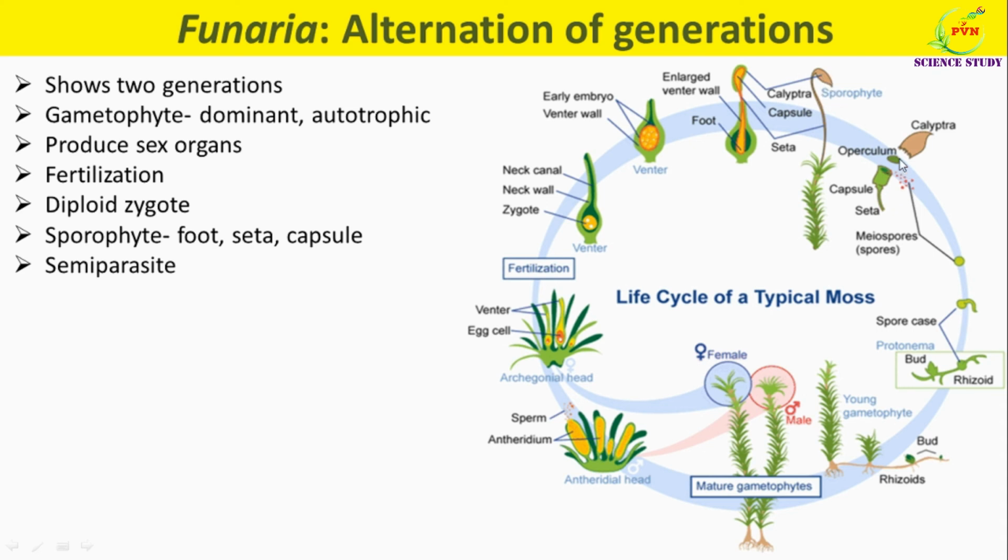In this capsule, spore mother cells are present. These spore mother cells later on undergo meiosis to produce the haploid spores. The spores produced germinate to give rise to filamentous protonema. Filamentous protonema produces buds as well as gemmae, and later on after germination, haploid mature gametophyte is produced. So here in the life cycle of typical moss or the Funaria, we can see the diploid sporophytic generation and haploid gametophytic generation alternating with each other.